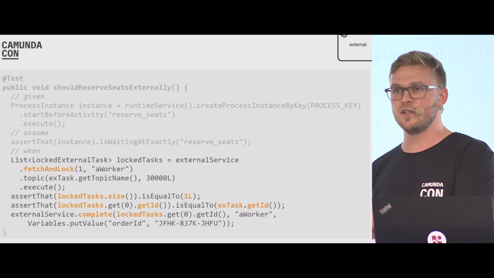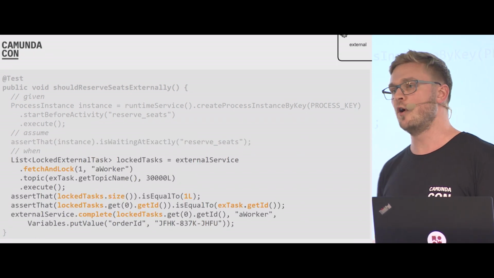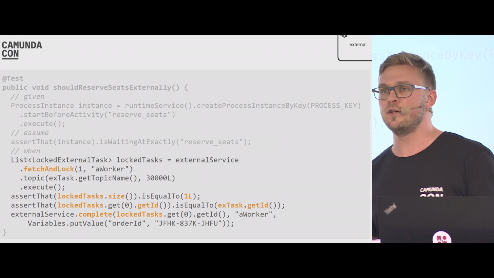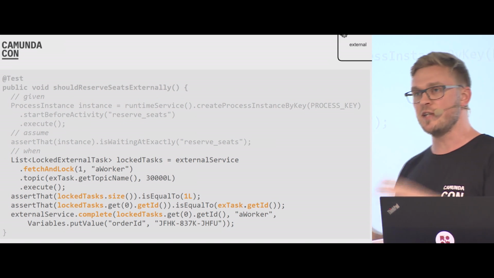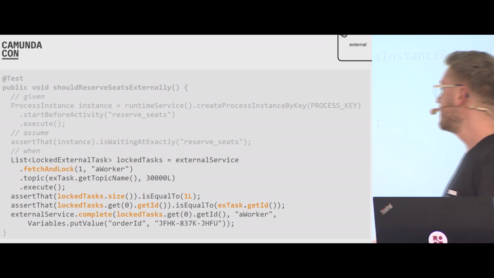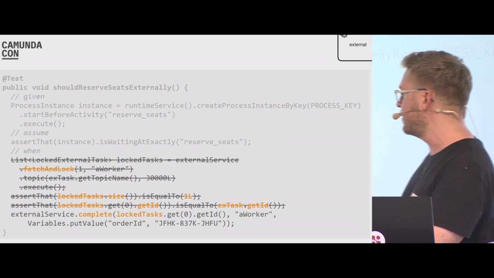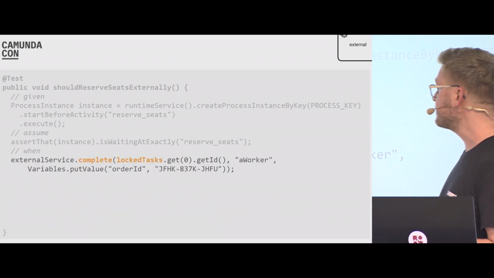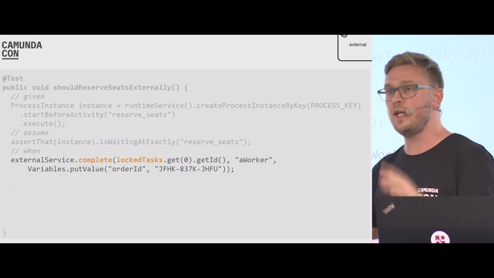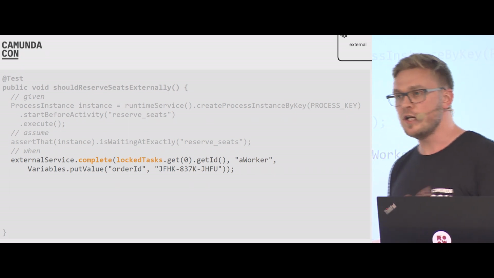So over to all of this code. Very technical, very error-prone. You have to make sure you use the right parameters in the locking and in the completing. It's a nightmare to use in a test. It's a nice API, but not for testing. So let's remove all of that code, because it's just way too complex to use. So what we really want to do is this. We want to complete an external task. So let's just do it.